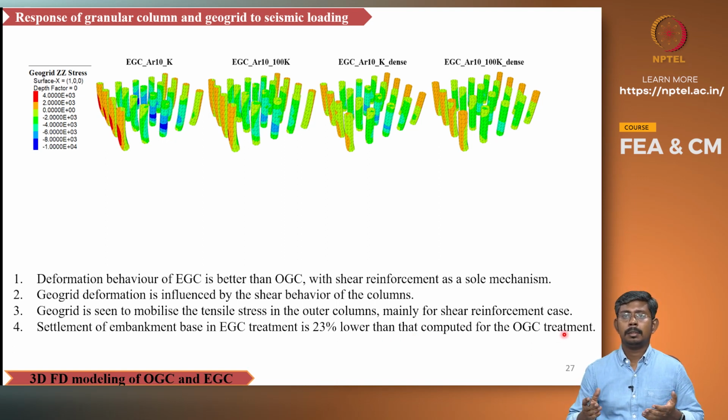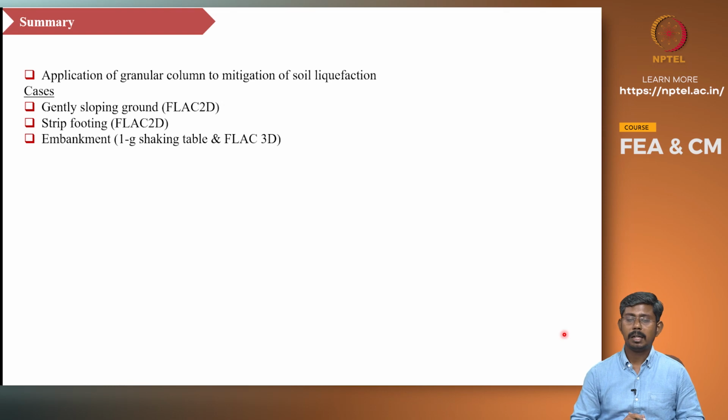So the relative performance of ordinary granular columns and encased granular columns is demonstrated through the 1G shaking table test as well as a 3D numerical model. Coming to the summary, the application of granular columns to mitigate soil liquefaction was discussed. First, the equivalent plane strain wall consideration was modeled in 2D, where the structure is on level ground. The sloping ground case was considered, followed by the strip footing, which was also modeled in 2D, and the embankment case was considered in both the experimental setup as well as the 3D numerical model.